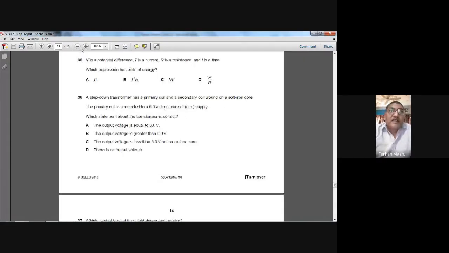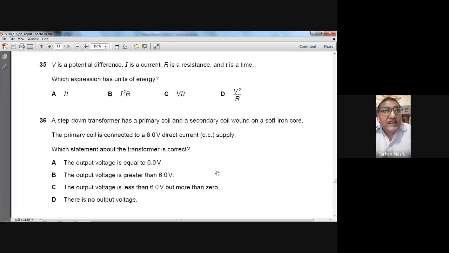Okay, my dear friends. Question number 35 is on your screen. V is a potential difference, I is a current, R is a resistance, and T is a time. Which expression has the unit of energy? The famous formula for electric energy is VIT, written here in C. So question number 35, C.